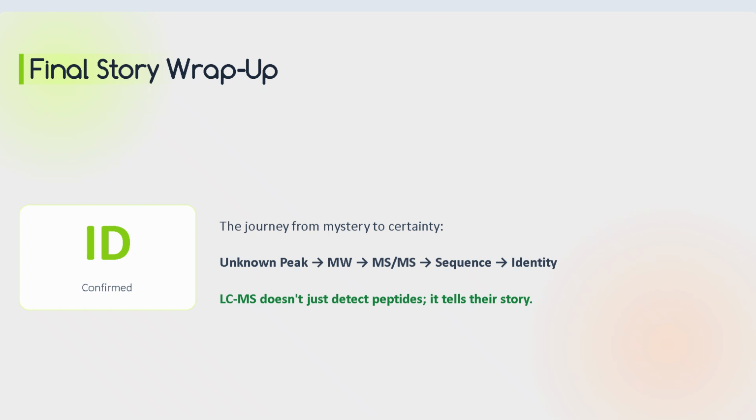So let's recap the journey. We started with a single unknown peak. We cleaned the sample, separated it with LC, measured its mass, fragmented it, decoded the sequence. And just like that, uncertainty became certainty. That's the beauty of LCMS. It doesn't just detect peptides, it tells their story. And now you know how to read it.